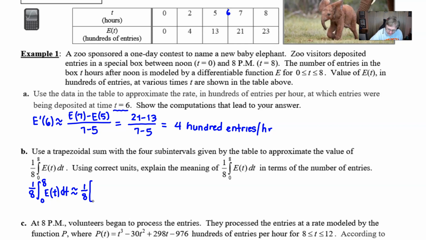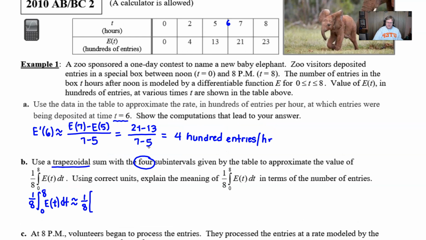So next thing we do, of course, we know it's a trapezoidal sum. I might circle the number of subintervals, 4, and I can see the table here is very conducive to using 4 such subintervals. Take note that the subintervals do not all have the same width apart, as we see 2, 3, 2, and 1. With the trapezoid rule, those are going to serve as the heights.